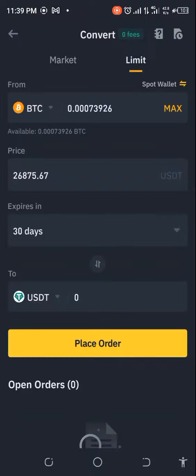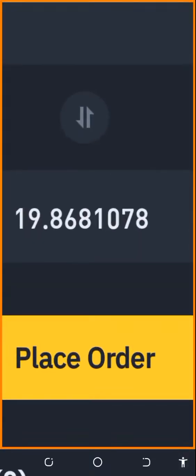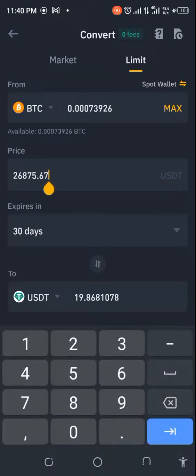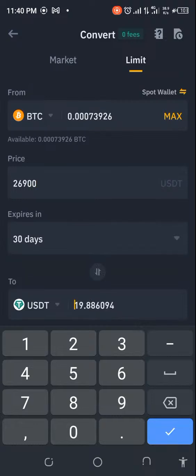Okay, so what we have here is at the max. It's just giving us our money back, 19.86. Nah, I want to make sure I have more. So is this going to allow me to have more? I don't know. Let's go and check. If I make it 26,900, what will I get? Okay, that's 20. It's looking so small.